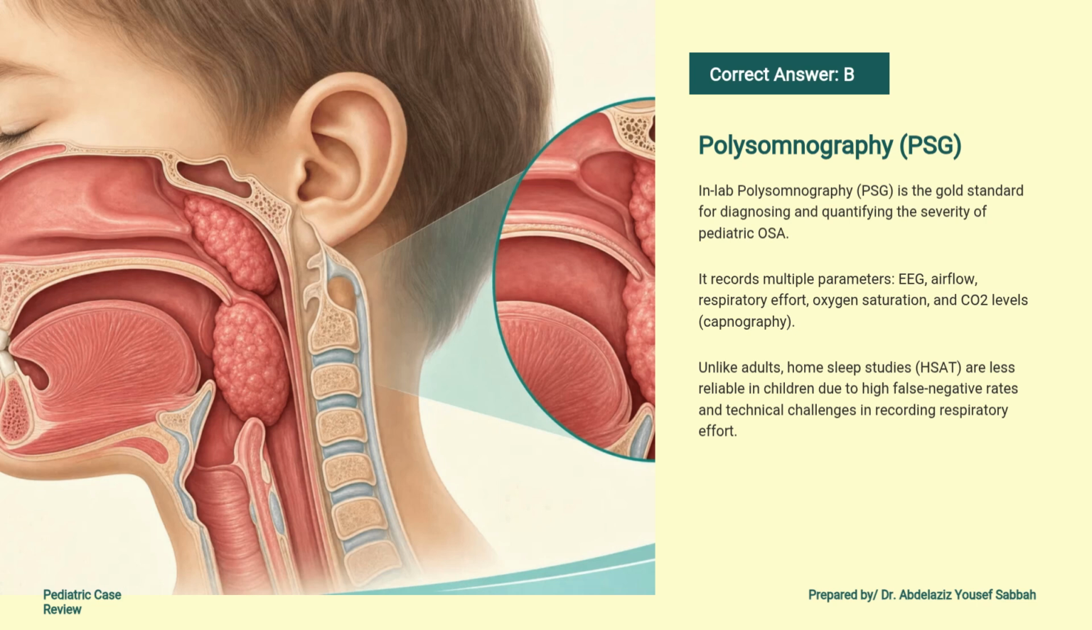Unlike in adults, home sleep apnea tests are less reliable in young children because of high false negative rates and difficulty obtaining accurate respiratory effort signals. Nocturnal pulse oximetry alone may suggest disease when severely abnormal, but a normal study does not exclude obstructive sleep apnea. Lateral neck X-ray can assess adenoid size, but does not diagnose sleep apnea.